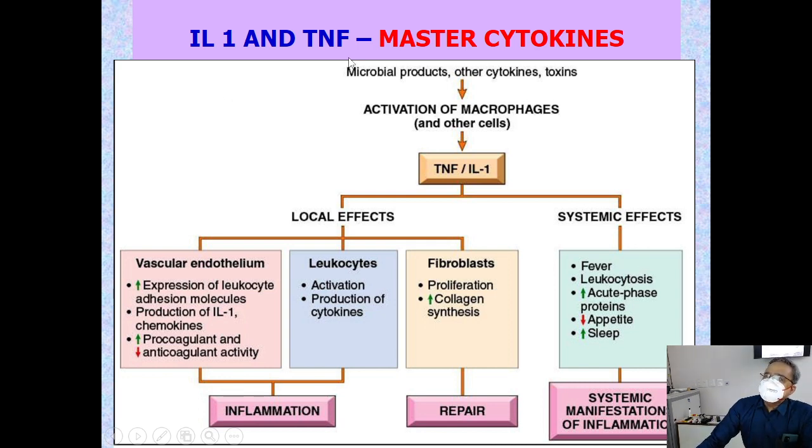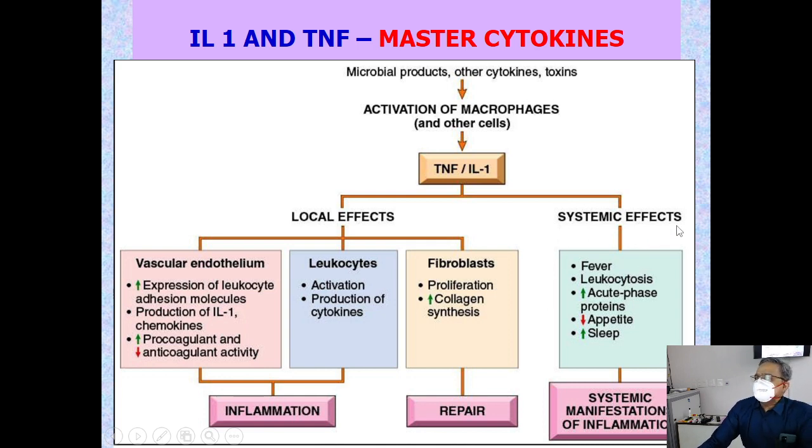So IL-1 and TNF-alpha are the main ones. In the vascular endothelium, they activate it. So production of leukocyte adhesion molecules, production of chemokines, procoagulant. In the leukocyte, they again activate it and cause production of other cytokines. In fibroblasts, they cause proliferation. So that means healing, which we'll do in the next chapter or one of the lectures.